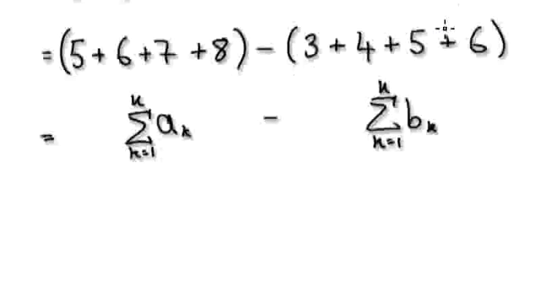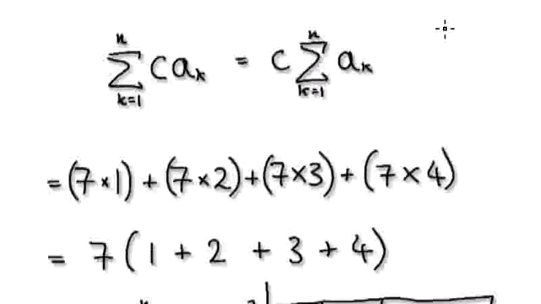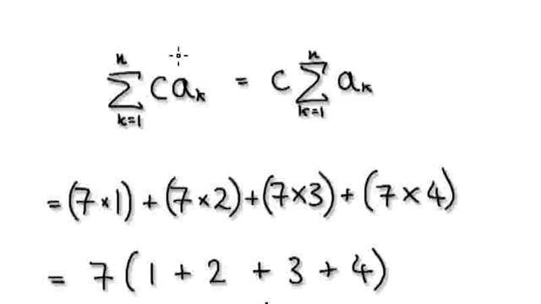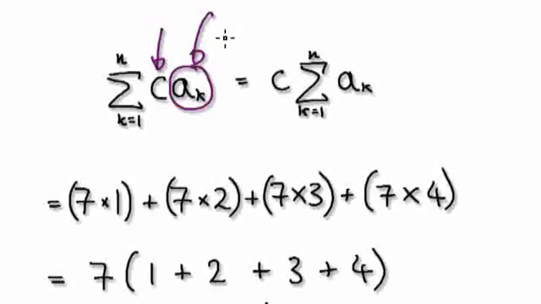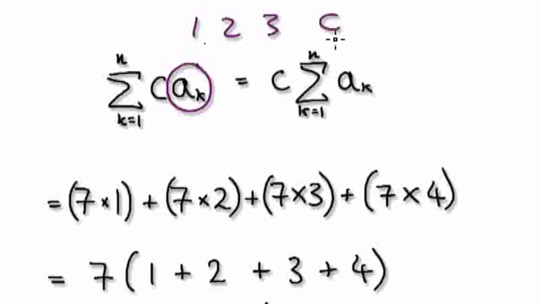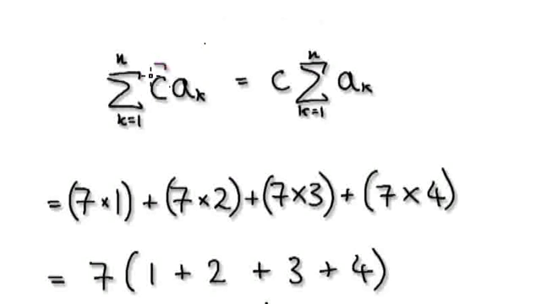Okay, so now let's look at the next one. So here you've got a constant here, and you've got a constant here, and you've got your sequence here. So let's just say this sequence here is 1, 2, 3, 4. Okay, and then this constant here, let's just say it's a 7. So it's always a 7.